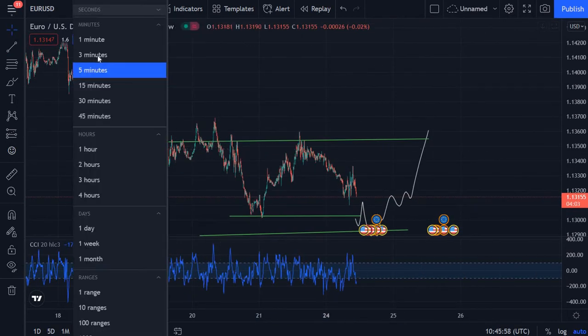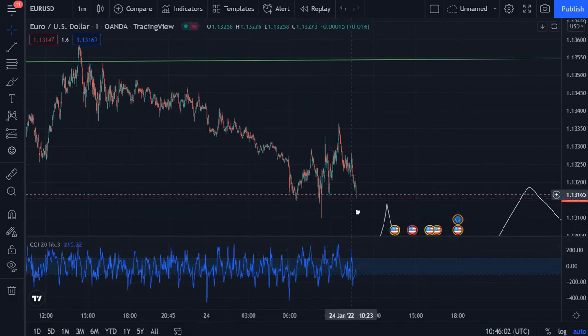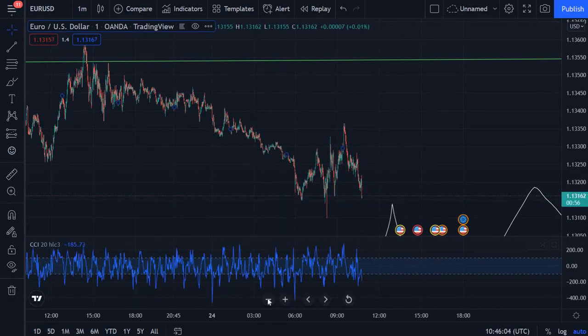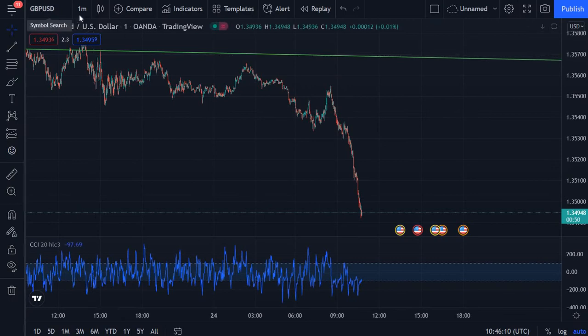So this is the trading strategy for Euro USD, 1 hour chart. Here for now going lower. So this is Euro USD, checking the GBP USD as well.